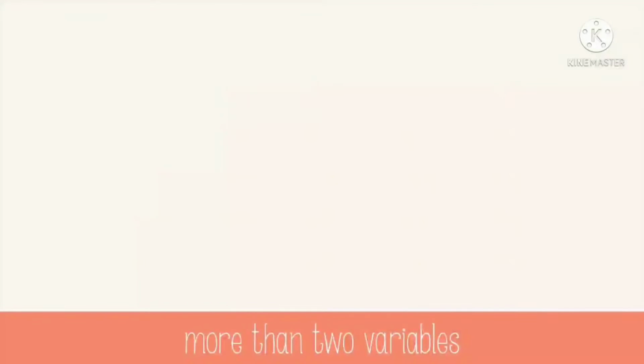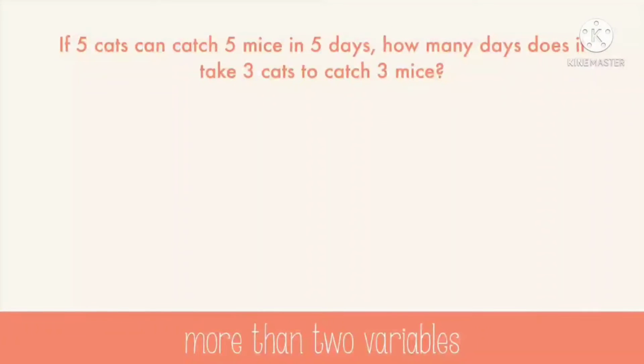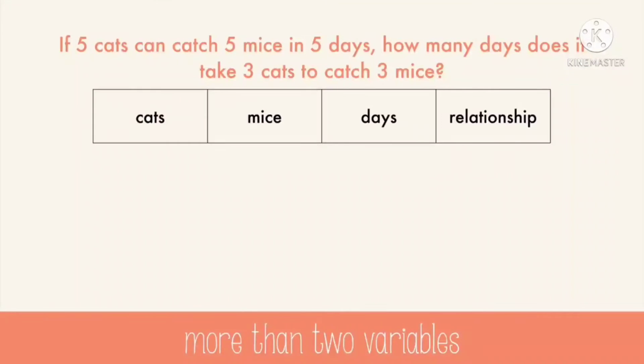Here is an example of cats, mice, and days. If 5 cats can catch 3 mice in 5 days, how many days does it take 3 cats to catch 3 mice? This problem seems very obvious, 3 days, but that's actually not correct. The reason for this comes down to the type of relationship between cats, mice, and days.